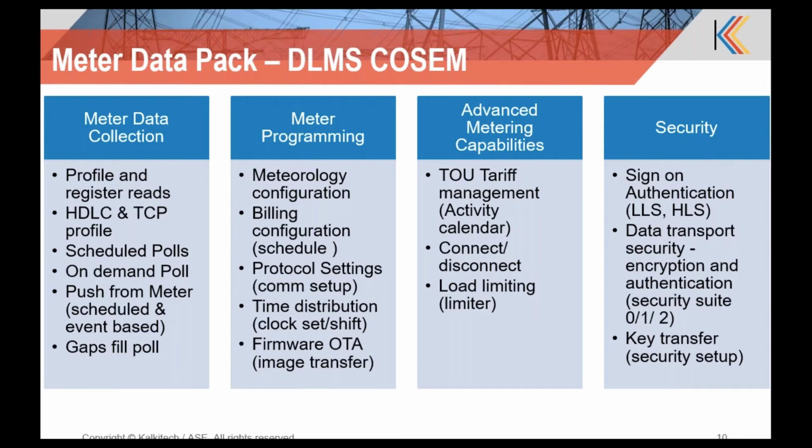And it could be a billing configuration. There's a scheduler IC, interface class, defined in the DLMS standard, which is supported in the platform. You can use the scheduler IC to change the billing time. Like if you want to change the billing date from 1st of every month to 5th of every month, we can do that from the billing scheduler feature available in the platform.